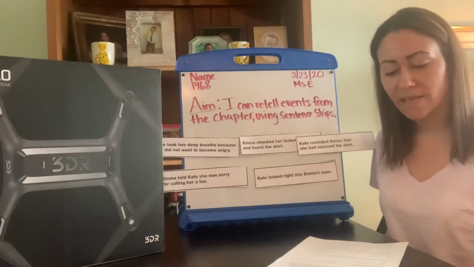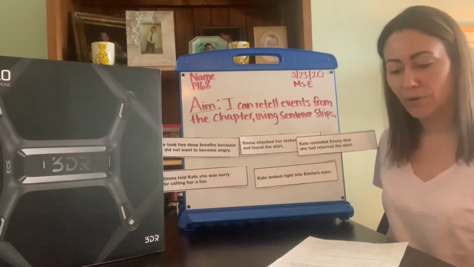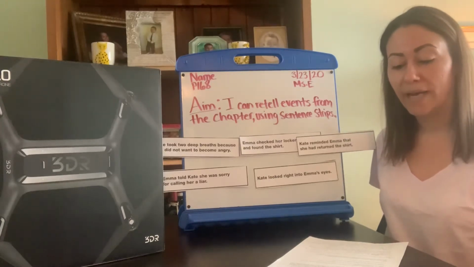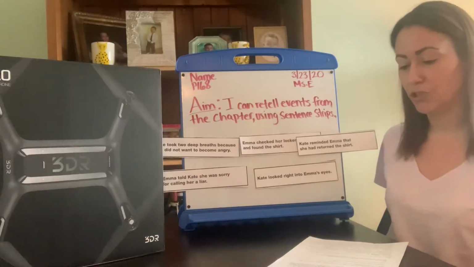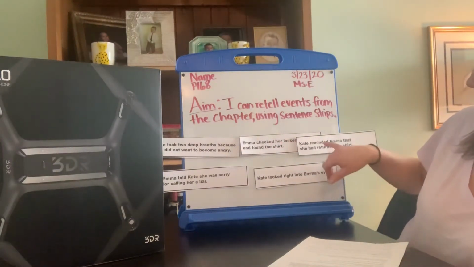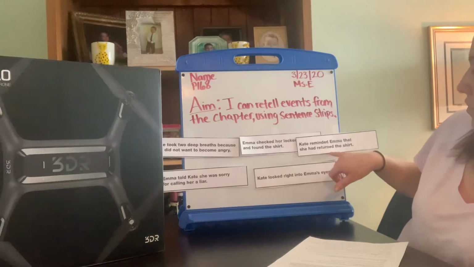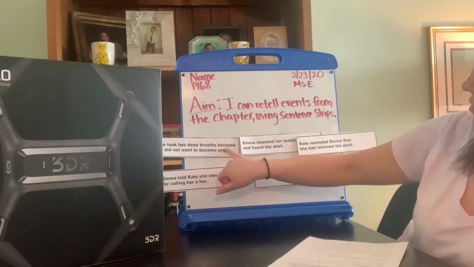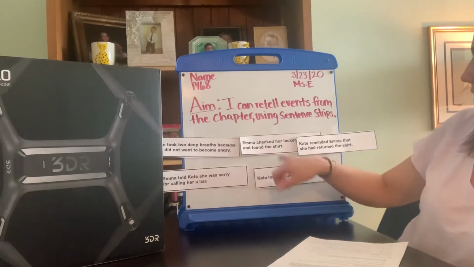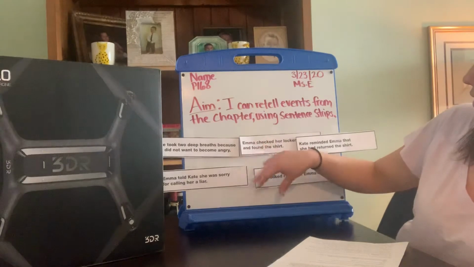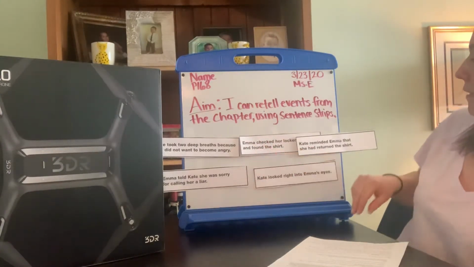It said Emma asked Kate to return the shirt that Kate borrowed because Emma wanted to wear it to the football game. And then Kate reminded Emma that she had already returned the shirt. So let's look and see. We have Kate reminded Emma that she had returned the shirt. Emma told Kate she was sorry. Kate took 2 deep breaths. So I'm noticing that these 4 are about after Emma accuses Kate of being a liar.